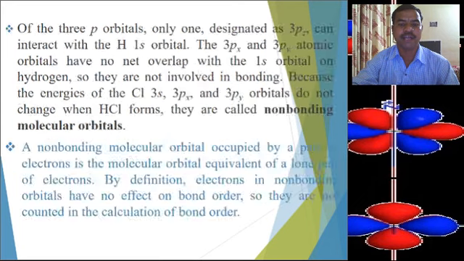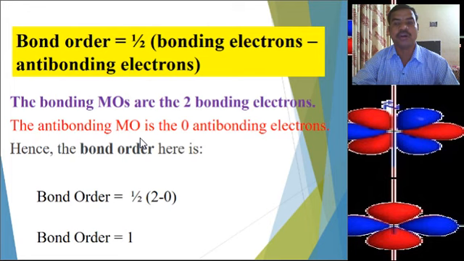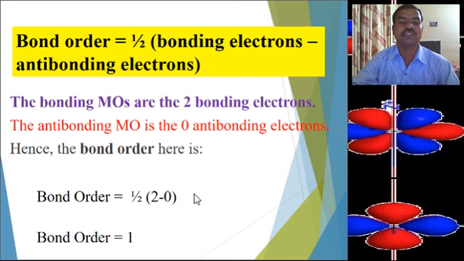Here the bond order of the HCl molecule we can calculate from the bonding electrons minus the antibonding electrons. The bonding molecular orbital has 2 bonding electrons and the antibonding molecular orbital has 0 antibonding electrons. Hence the bond order of the HCl molecule is one half of (2 minus 0), that is 2 electrons in the bonding and 0 in the antibonding. The bond order of the HCl molecule is 1.